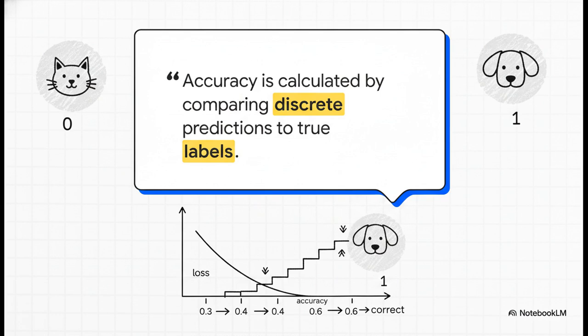Because it hasn't crossed the 0.5 threshold yet. Your loss curve will smoothly go down because, hey, 0.4 is closer to 1, so the model is getting more confident. But the accuracy? That line remains totally flat until the prediction suddenly crosses that threshold and actually becomes a correct classification. And that is exactly why accuracy jumps up in those discrete little steps.